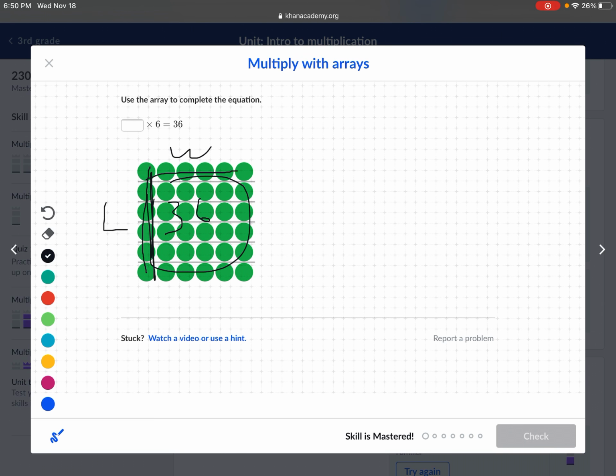Now we can either count this, or we can write the factors of 36. We know there's 4 times 9 and 6 times 6. And for 4 times 9, there's a 4 and a 9, but there's no 6. So it's 6 times 6. Either we can just do that, or we can count this by 1, 2, 3, 4, 5, 6. There, we got the answer 6.